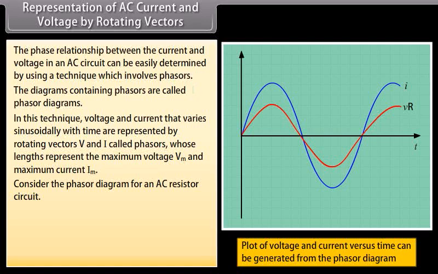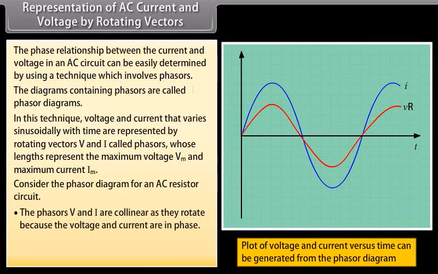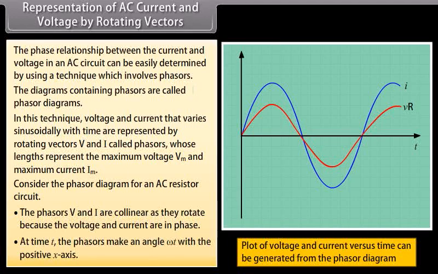Consider the phasor diagram for an AC resistor circuit. The phasors V and I are collinear as they rotate because the voltage and current are in phase. At time t, the phasors make an angle omega t with the positive x-axis.